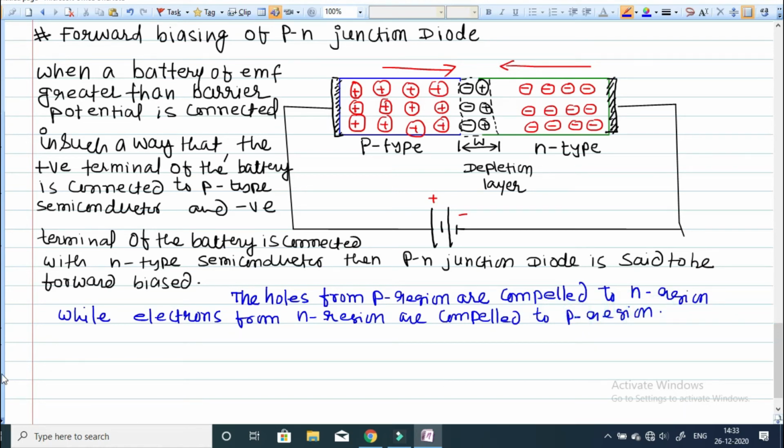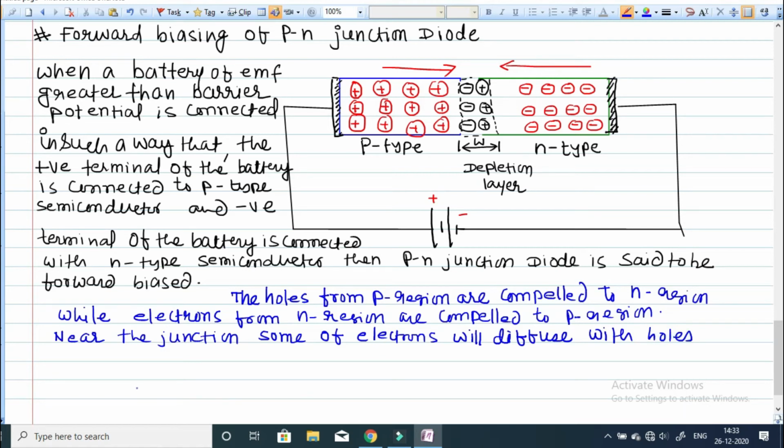Near the junction, what will happen when they are compelled? They will cross the junction, and near the junction some of the electrons will diffuse with holes, thus forming a depletion layer, which is thin in this case.